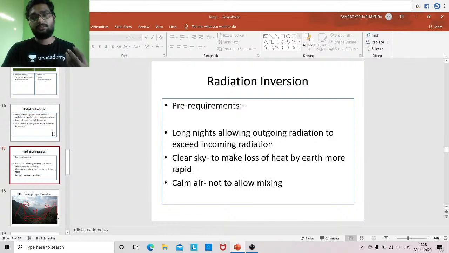And in the same way, the heat the earth radiates is called terrestrial radiation, in the form of long wave radiation. In the long nights, the incoming solar radiation is less than the outgoing terrestrial radiation. The energy the earth radiates is greater than the incoming solar radiation. So for that purpose radiational inversion occurs.